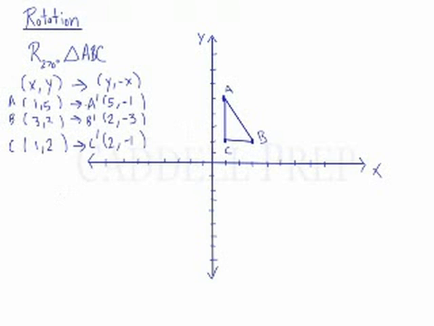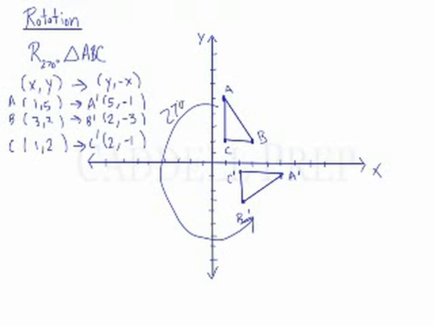So now we can plot this. We have A prime is 5, negative 1. B prime is 2, negative 3. And C prime is 2, negative 1. Let's connect these dots. And we have the image of triangle ABC when it's rotated 270 degrees, or we can think of it as being rotated negative 90 degrees.